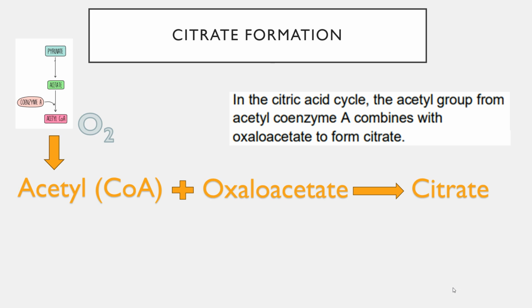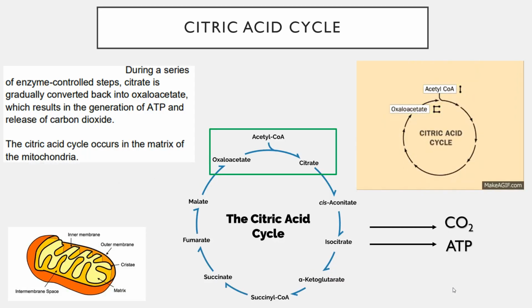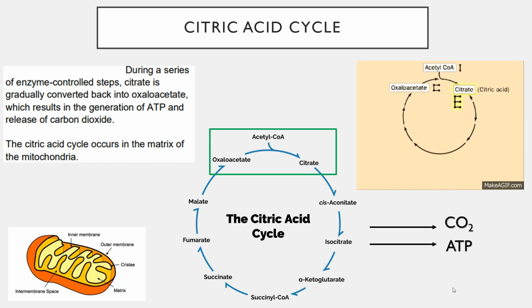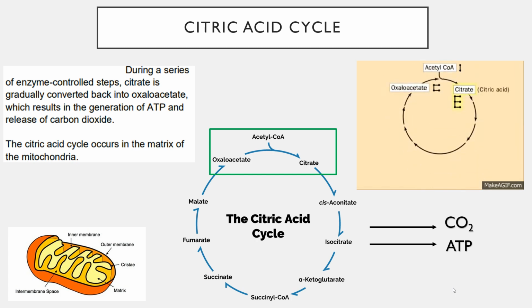So the initial reaction is the acetyl of the acetyl CoA will combine with another chemical, oxaloacetate, and that's what makes citrate or citric acid. Remember, we are talking about a cycle, so eventually the citrate will be broken back down into oxaloacetate in order to repeat the reaction. So what we'll see is a series of enzyme-controlled reactions where the citrate or citric acid is gradually converted back into the oxaloacetate, which is then free to combine with more acetyl-CoA, make more citrate, and repeat the cycle.